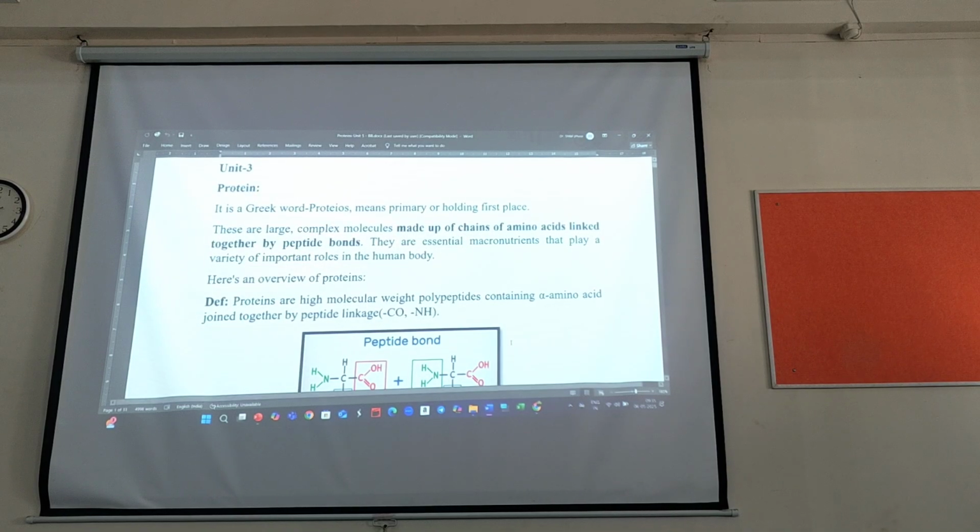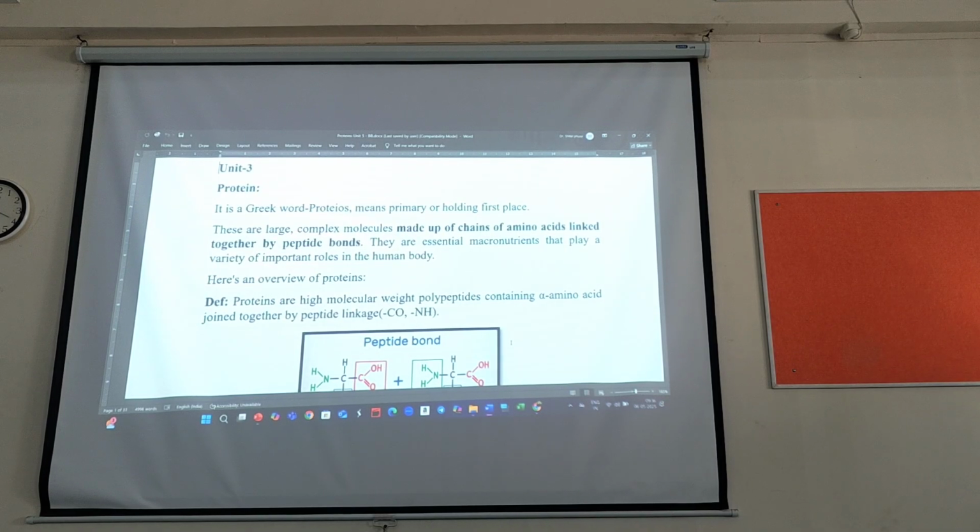Protein is a Greek word, proteos, which means primary, or holding the first place. So what is the definition of protein? Proteins are large complex molecules made up of chains of amino acids which are linked together by peptide bonds.